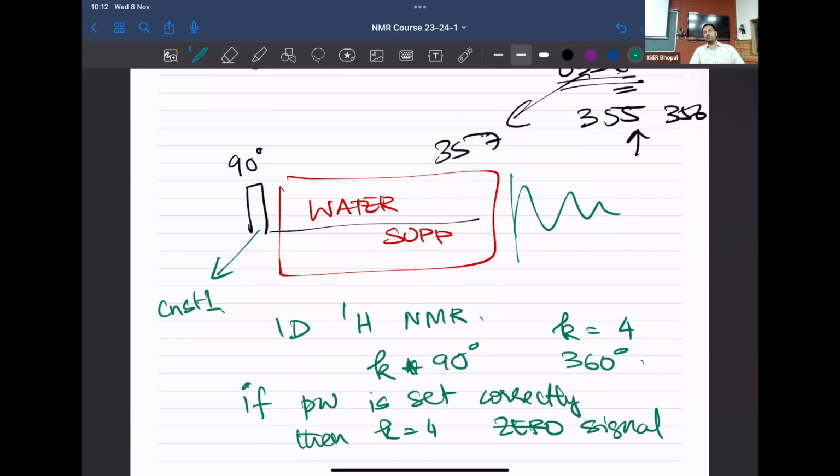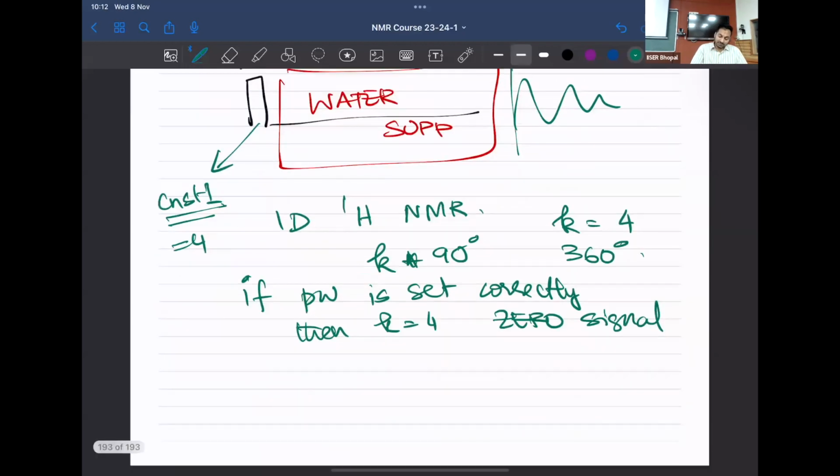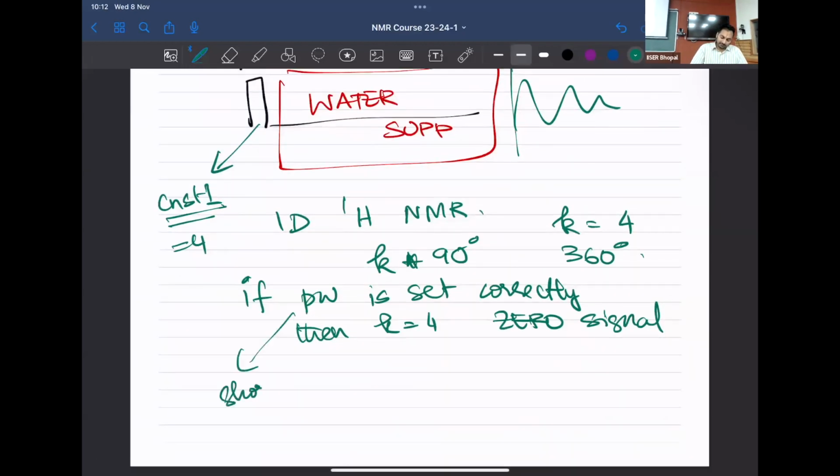So I started with a certain pulse width, which I assumed is close enough to the 90 degrees. And I set this const 1 to 4, and I ran the experiment. And I almost get 0. Or if I get negative, that indicates that the pulse width is shorter. Isn't it? If you have a pulse flip angle less than 360 degrees, that means you should get a negative phase, provided the 90 degrees is phased to positive, which is what you do to start with. Okay.